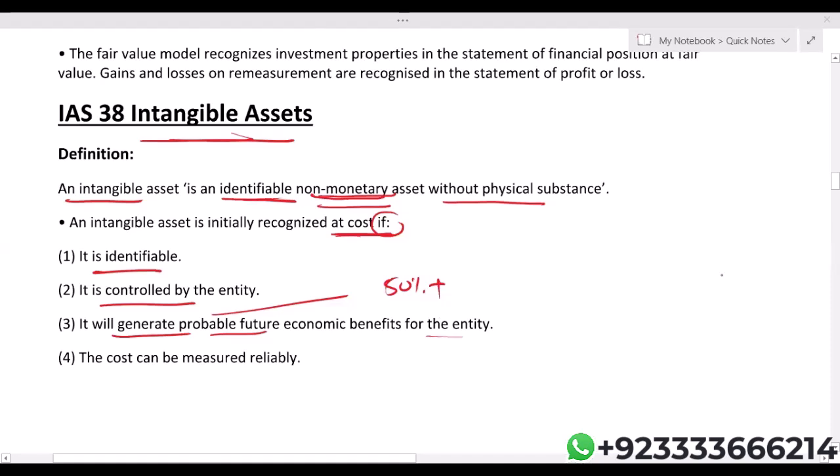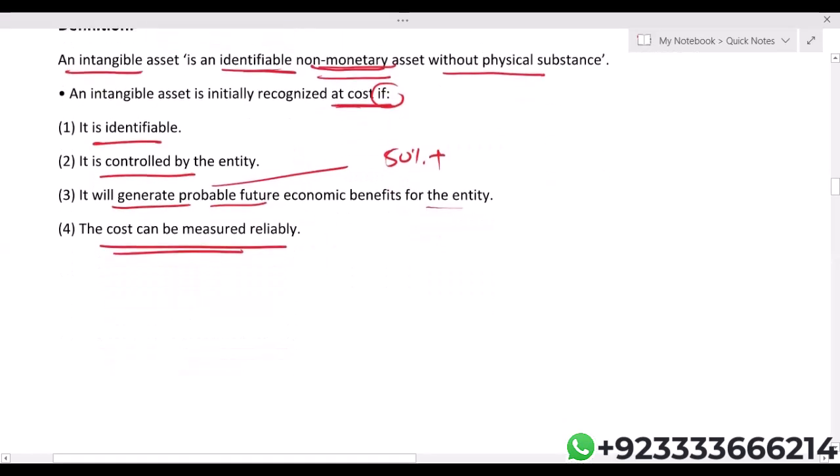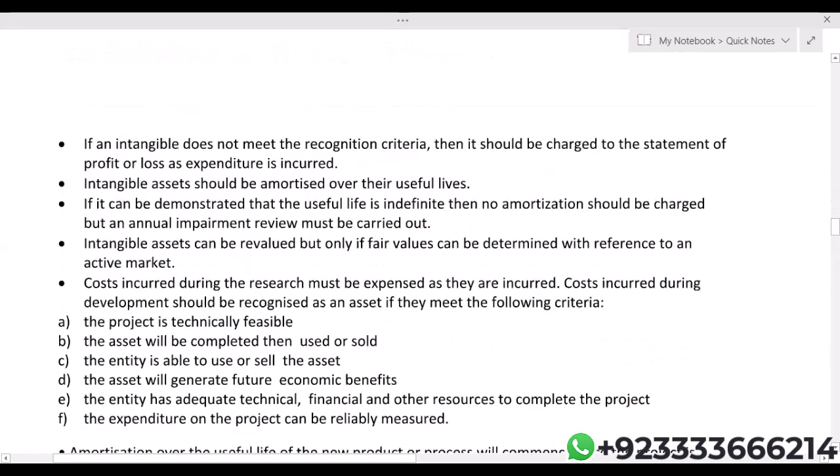The point number 3 says it will generate probable future economic benefit, which means there are more than 50% chances that the organization will get the economic benefits. Fourth, the cost can be measured reliably. Now, if an intangible asset does not meet the recognition criteria, then it should be charged to the statement of profit and loss as expenditure incurred. Obviously, if it is not meeting the recognition criteria, then you have to expense it out.